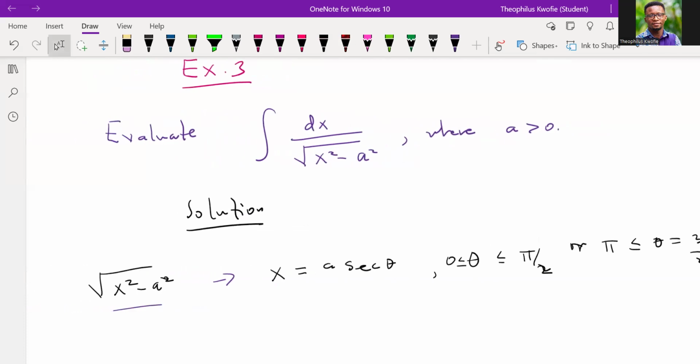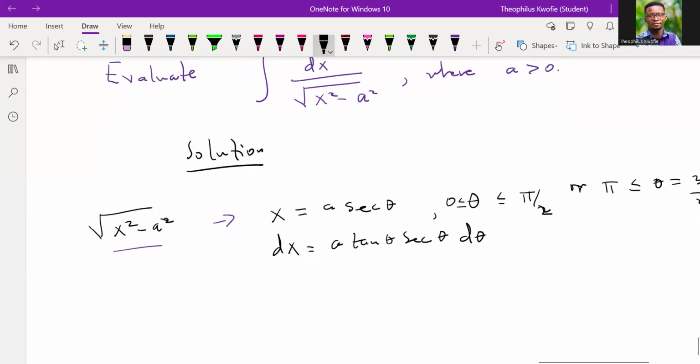Now we need our dx. Well, what is our dx? Our dx should be a tan theta sec theta d theta. Okay, very important. Let's take note of that.